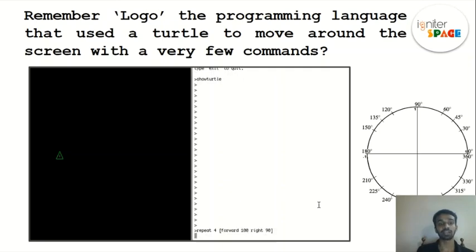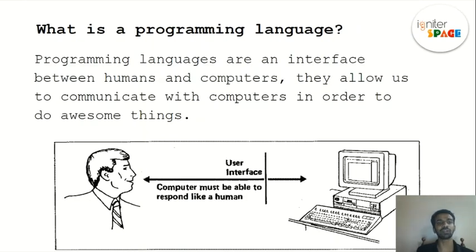Now as you can see, it's turning 90 degrees, going 100 forward and turning right, like that it's happening, right? So we are going to create something similar to that. And what is a programming language? I think I have told you about this before, but a programming language is like an interface between humans and computers. As I told you, it's like a translator. It allows us to communicate with the computer or any digital device. So a programming language allows us to communicate better with the computer.